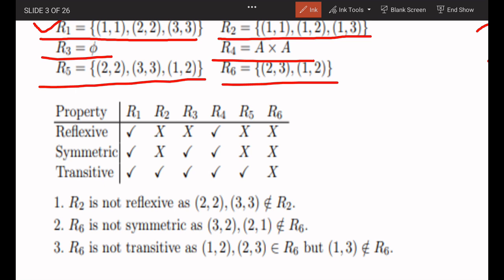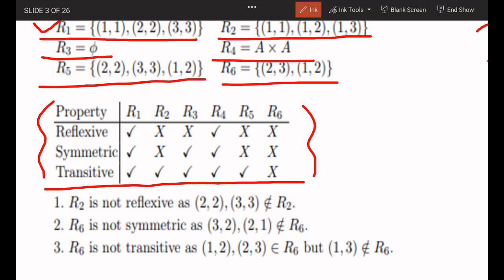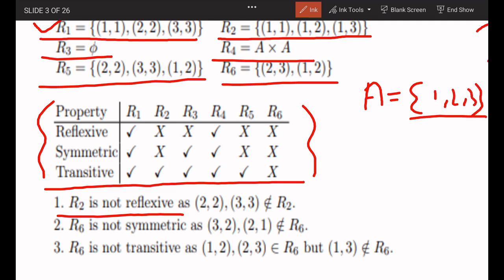So which one is reflexive, which one is symmetric, and which one is transitive? This is my overall table. Why is R2 not reflexive? In my set, the total elements are 1, 2, 3, as already explained. (1,1) is in R2, but what about (2,2) and (3,3)? They are not here, so R2 is not reflexive.